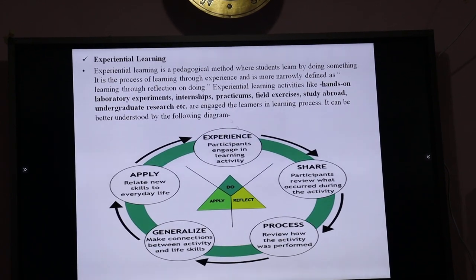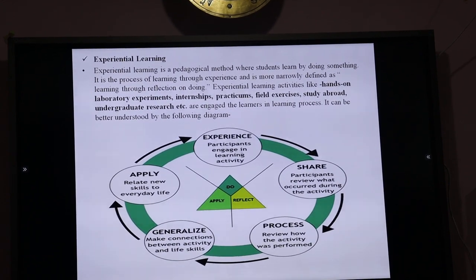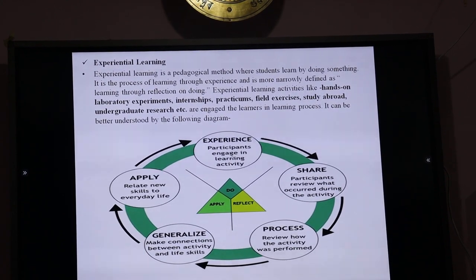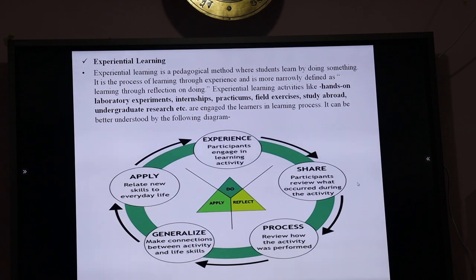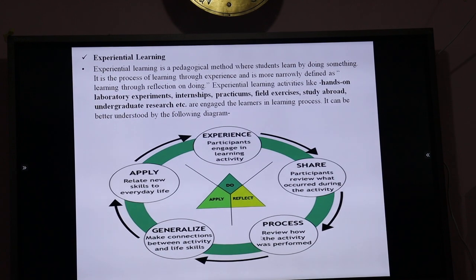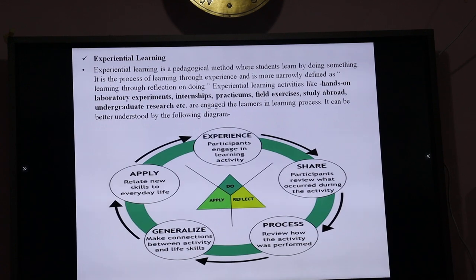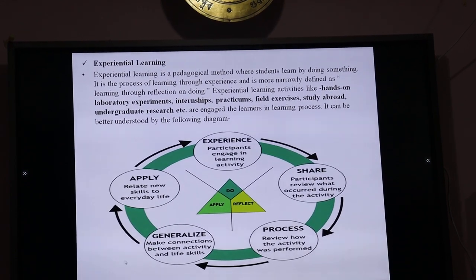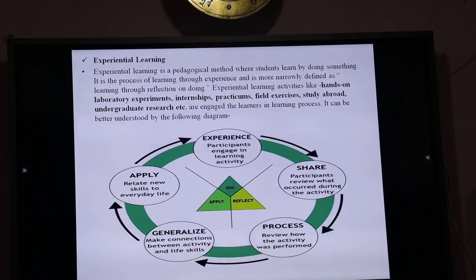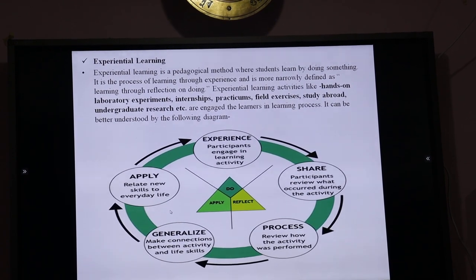So when we conduct experiential learning, how do they learn? First, participants engage in a learning activity. This comes under do. In reflect, they share their experience. Whatever experience they get, they review what kind of experience they got, either good or bad. And in apply, they generalize the connection between the life skill and the experience. And last, they apply that knowledge in their everyday life.